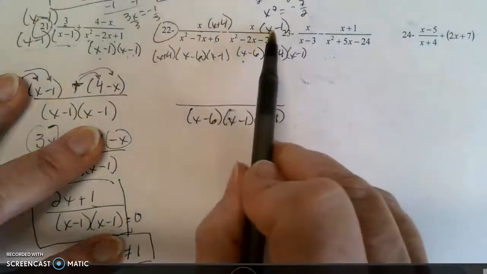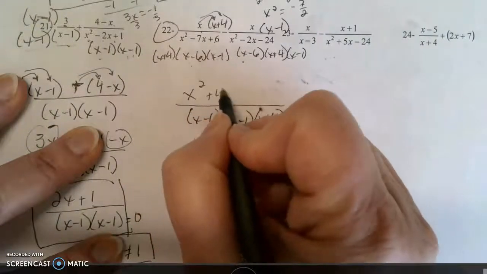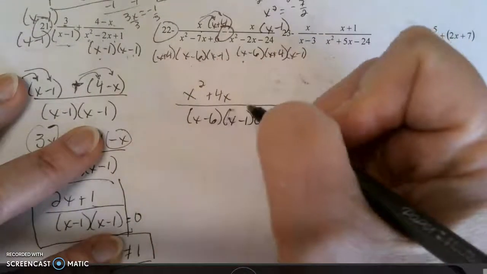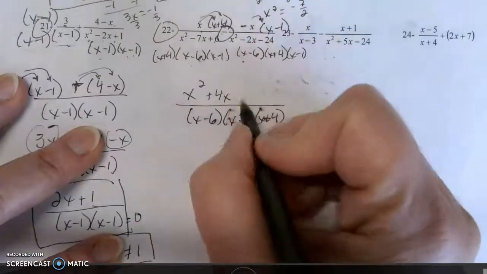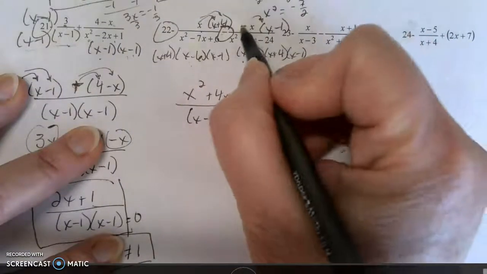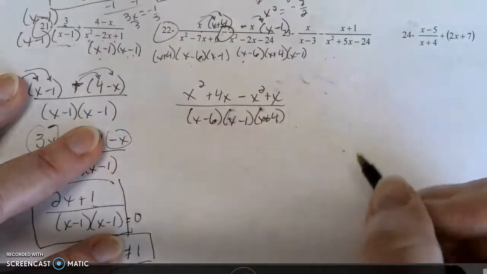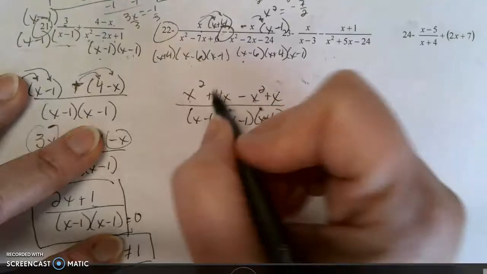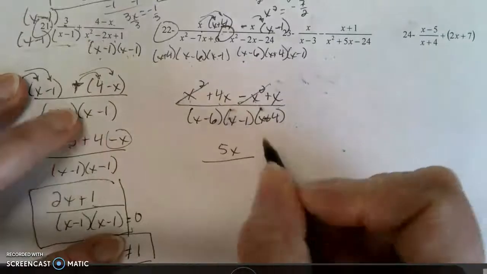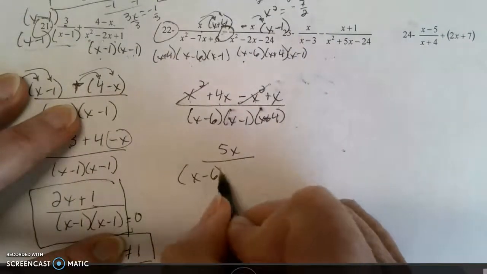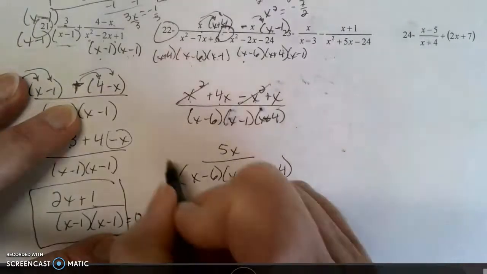Now that I know what factors I need, I'm going to distribute. I have a negative sign that I'm going to take with that x. Negative times negative is positive. x squared minus x squared adds to 0. 4x plus x gives me 5x. There's my numerator. And my denominator is my common. So that means it had to have all three factors.